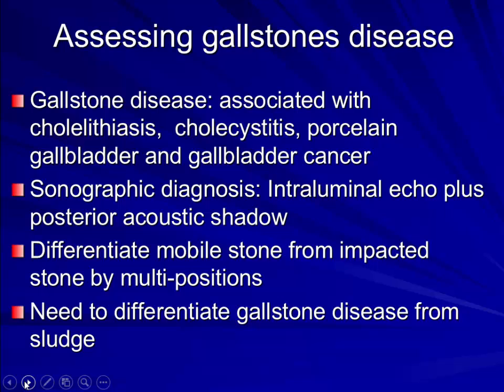Assessing gallstone disease is considered an important part of the examination, as gallstone disease is associated with cholelithiasis, cholecystitis, porcelain gallbladder, and gallbladder cancer. The sonographic diagnosis of gallstone disease is determined by the detection of intraluminal echoes with posterior acoustic shadowing. It is important that you find out whether the gallstones are mobile or impacted by scanning from different positions. You also need to differentiate gallstones from gallbladder sludge.